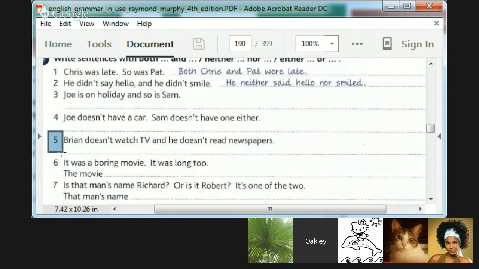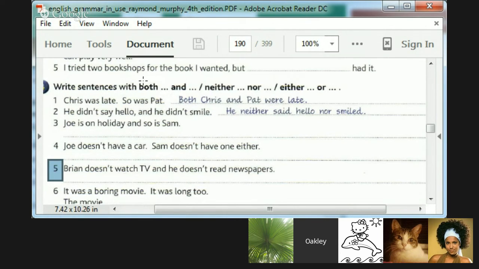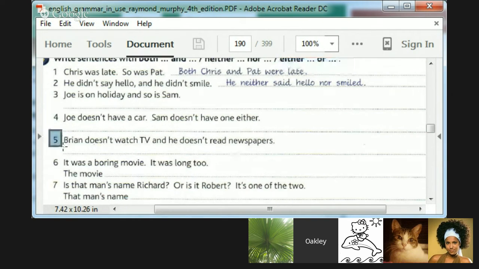Okay, number 5. Difficult one. Brian either doesn't watch TV or doesn't read newspaper. I don't know. Okay, we're gonna use both and or neither nor. If it's negative, hint hint, or either or. I use either or. You did? Okay. So Brian either doesn't watch TV or doesn't read newspaper.